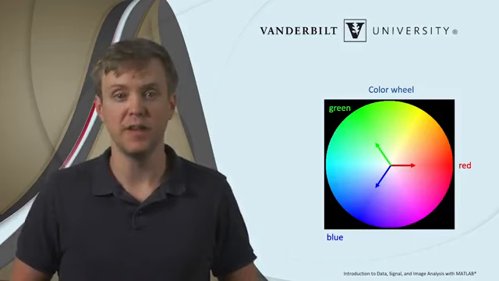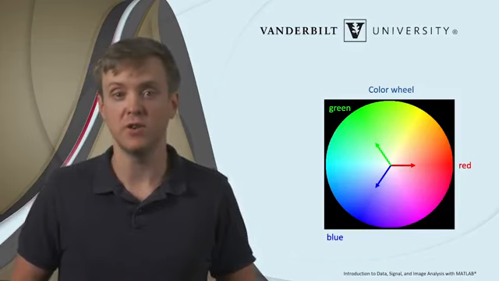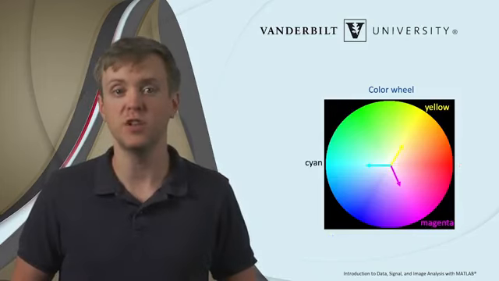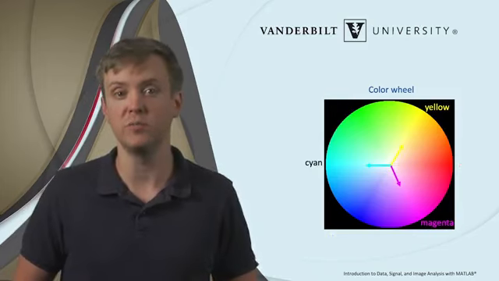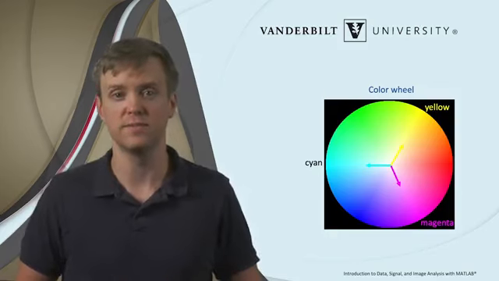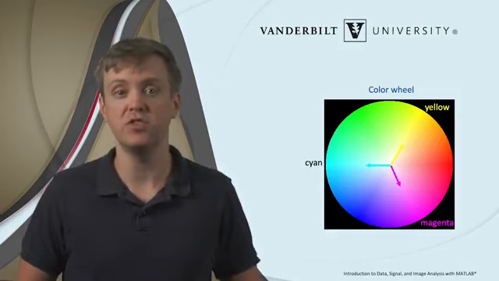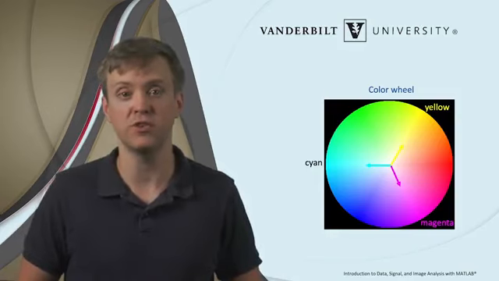Another common color space is the cyan, magenta, yellow color space. We can represent this color space with 3 channels that point instead of the red, green, and blue directions in the cyan, magenta, and yellow directions. With our color wheel, we see that this is simply a matter of changing our color wheel channel vector directions.